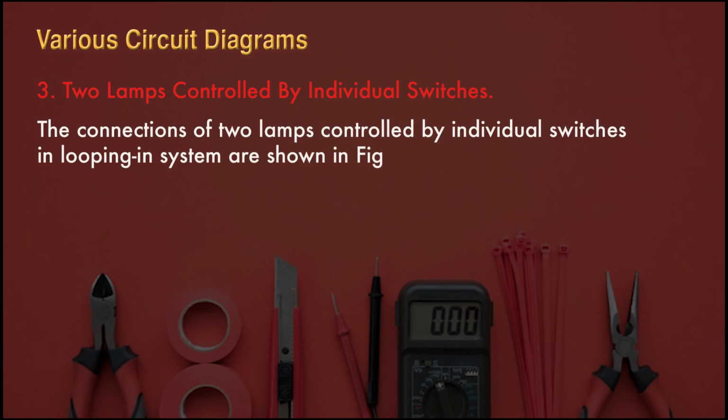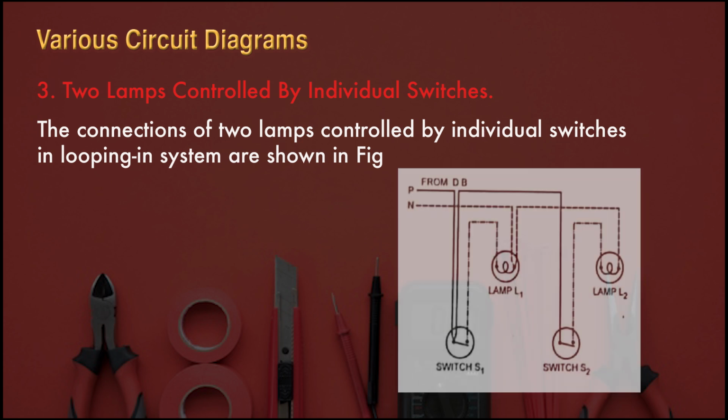Now we are going to discuss 2 lamps controlled by individual switches. The connections of 2 lamps controlled by individual switches in a looping-in system are as shown in the figure. Here you can see that there are 2 lamps, L1 and L2, and there are 2 switches, switch S1 and S2. So that means you have to control these 2 lamps L1 and L2 individually.